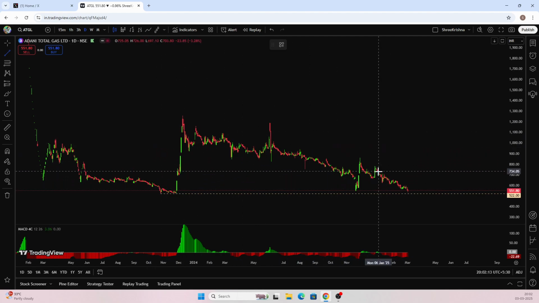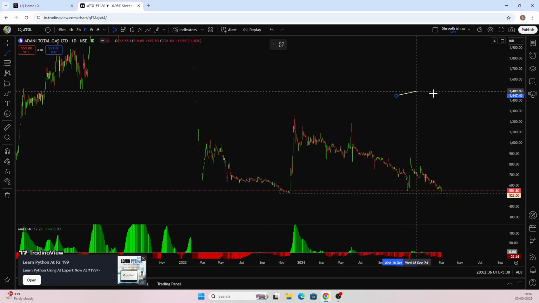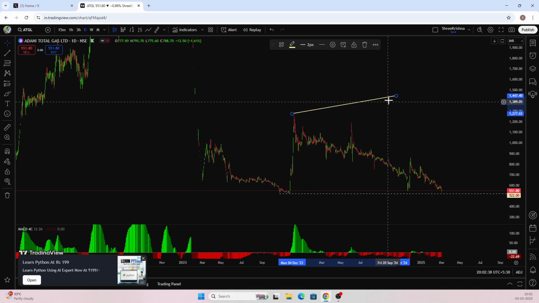The correction is deep. Yes, the correction is deep. The correction is so deep that 522 is the start of the impulse, and the price is almost 551, and the low of today was 532.6. Will it go up? It has to go up. Will it break this 522? That is where the structure changes.